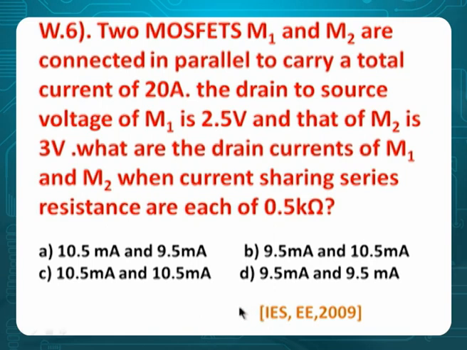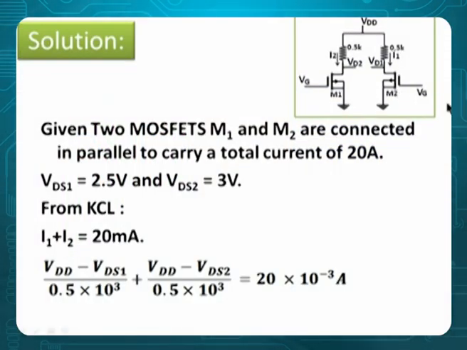This is IES EEE 2009. So please understand, EEE also they are asking such very big or important questions. How to solve this problem? Very simple. Take two MOSFETs in parallel, M1 and M2. This is VDD. Drain resistance is 0.5 kilo, 0.5 kilo, and this is voltage VG. VDS1 is given, VDS2 is also given, and then you have to substitute them there.